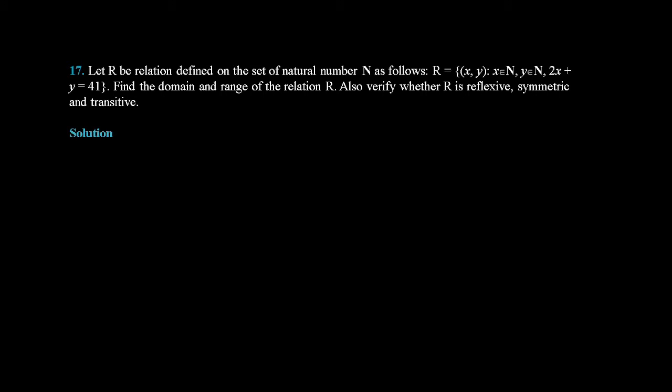Okay, so now in the next question, a relation R is defined on the set of natural numbers N as follows. Relation R is all ordered pairs (x, y) such that x belongs to N and 2x + y = 41. We have to find the domain and range of the relation, and also verify whether this relation is reflexive, symmetric and transitive. So first, my relation R is defined as all ordered pairs (x, y) such that x belongs to N, y belongs to N and 2x + y = 41.